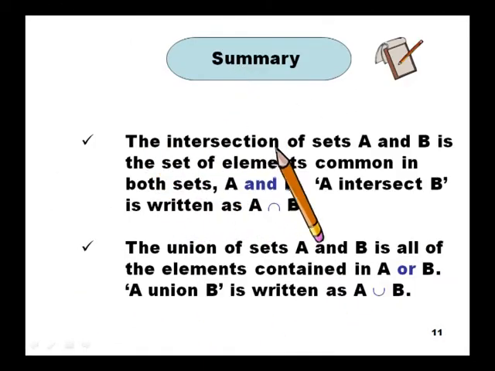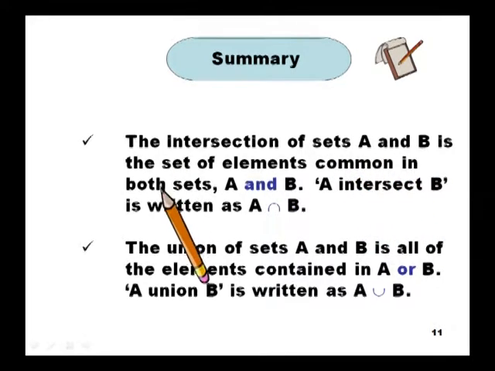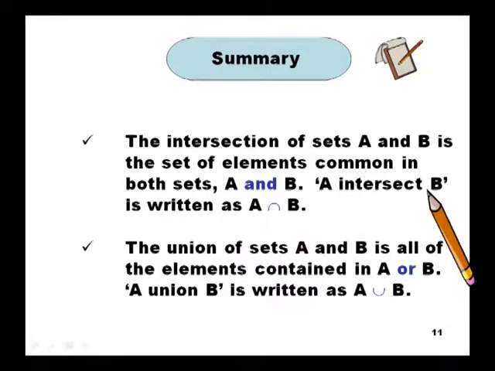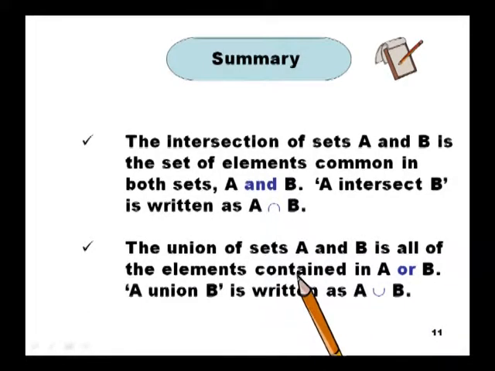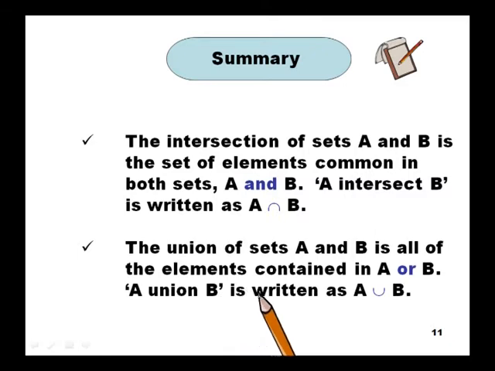Summary. The intersection of sets A and B is the set of elements common in both sets A and B. A intersect B is written as such. The union of sets A and B is all of the elements contained in A or B. A union B is written as such.